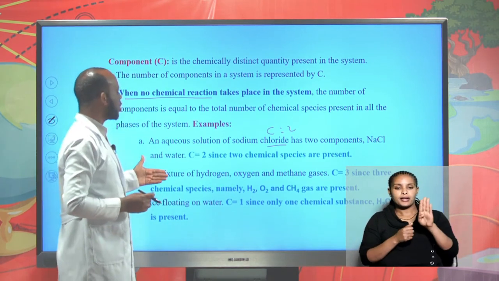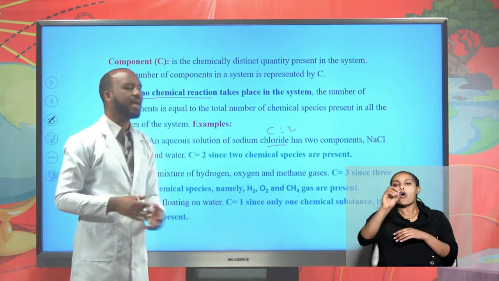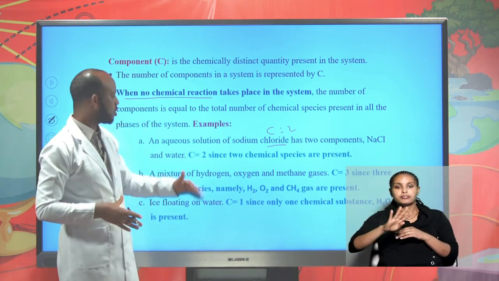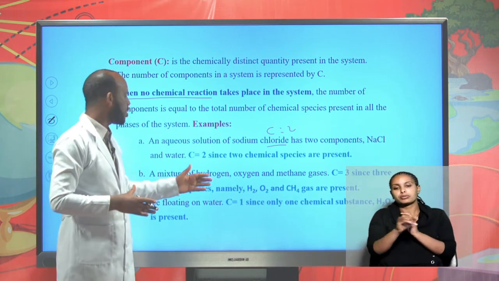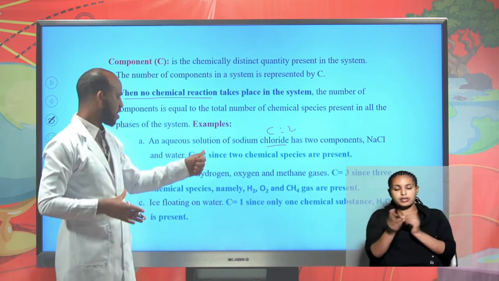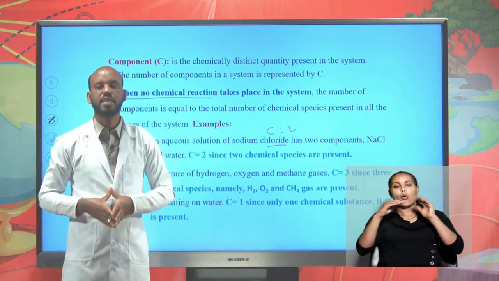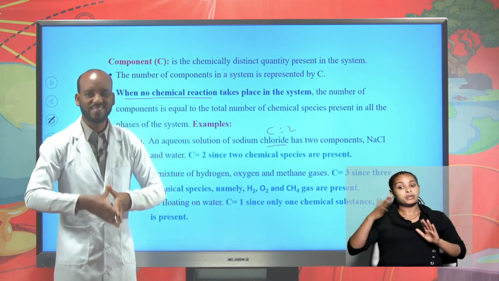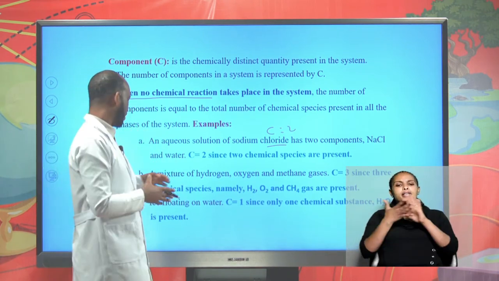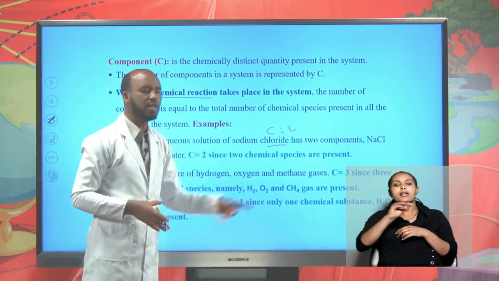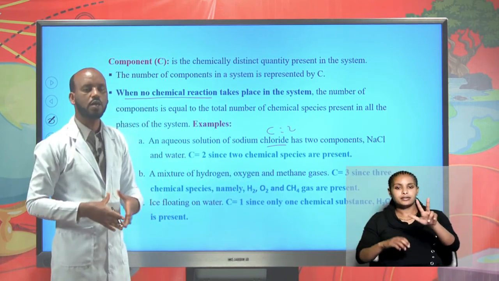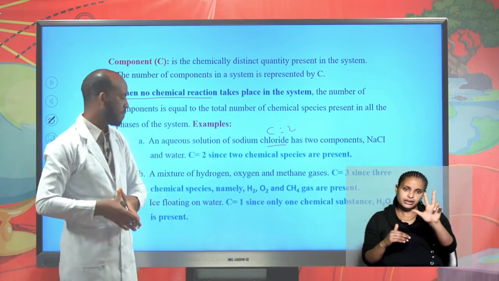B, a mixture of hydrogen, oxygen, and methane gases. Again, there is no chemical reaction between the species. The number of components is equal to the number of chemical species present in the system. How many chemical species are there in this system? Hydrogen, oxygen, and methane, 3. Therefore, C is equal to 3, the number of components.